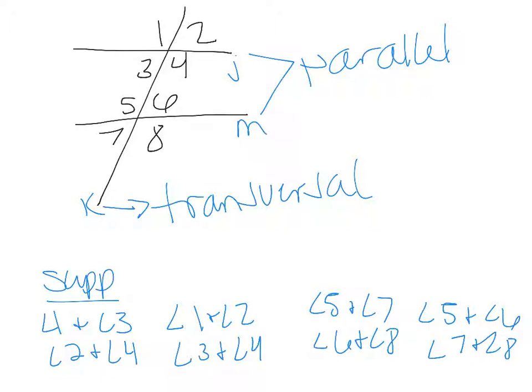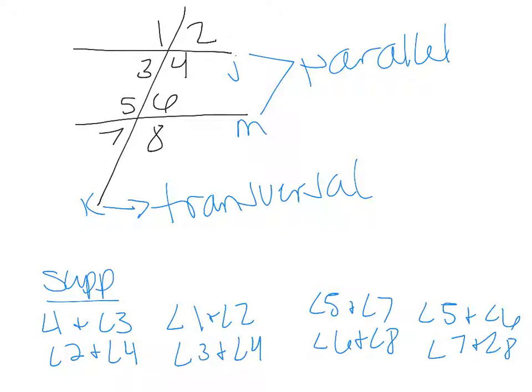Corresponding angles. Corresponding angles, if you want to take notes or write this down, the short version of the definition is they're on the same side of the transversal on different parallel lines. So for example, your corresponding angles are going to be 1 and 5 because they're in the exact same spot, just on a different parallel line. 1 is on J and 5 is on M, but they're the exact same spot. So 3 and 7, 2 and 6, and 4 and 8. Those are going to be your corresponding angles.